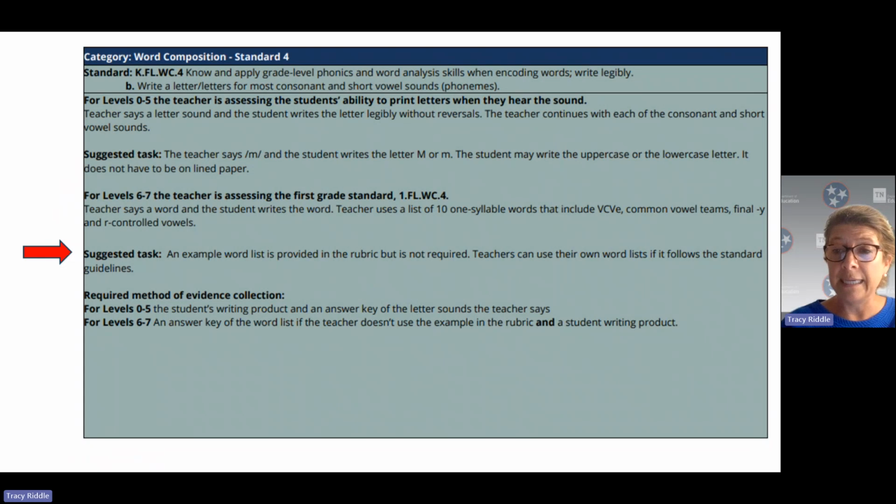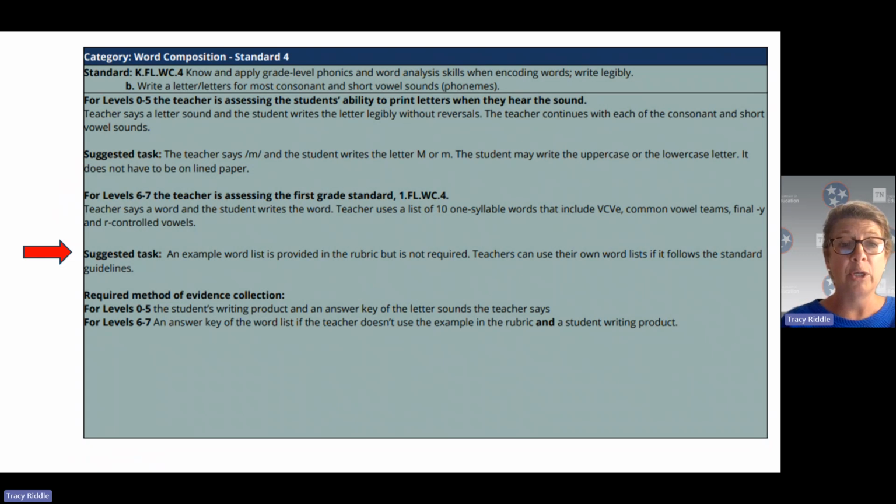You can use your own list as long as your list includes 10 one-syllable words that have some VCVE words, some common vowel team words, final Y and R-controlled vowel words. If you are assessing the kindergarten portion, which will fall in the grading of 0 through 5, you must submit the student's writing product as well as the answer key of what letters the teacher said and in what order.